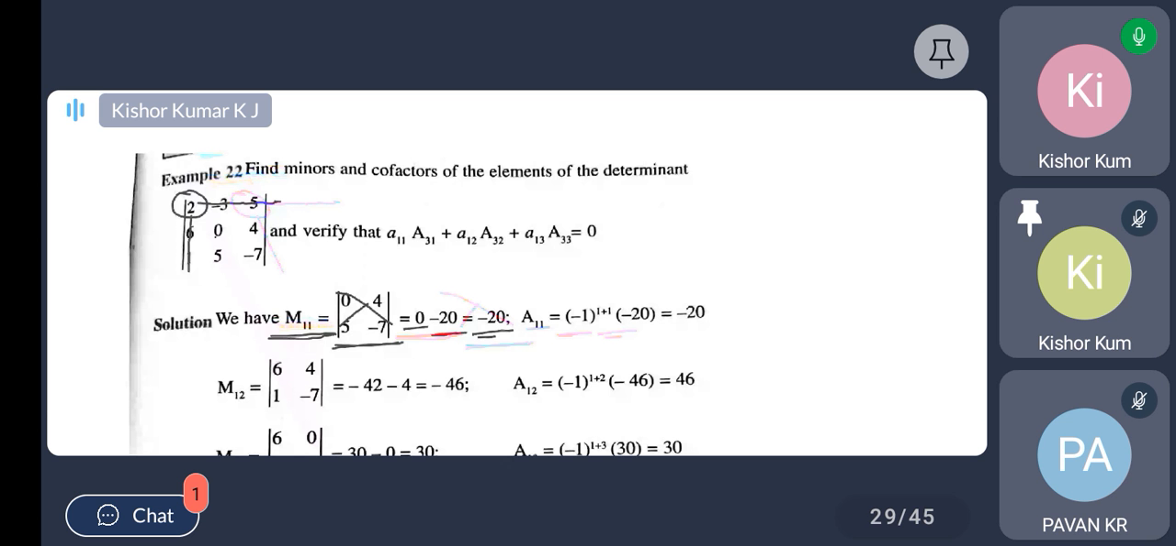And do one more thing. If you have calculated the minor, immediately you can calculate your cofactors.